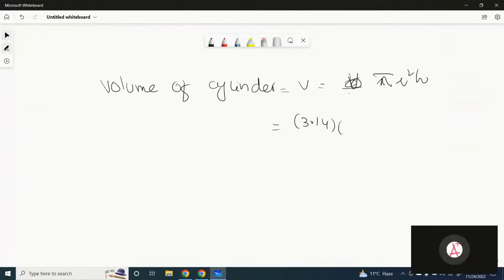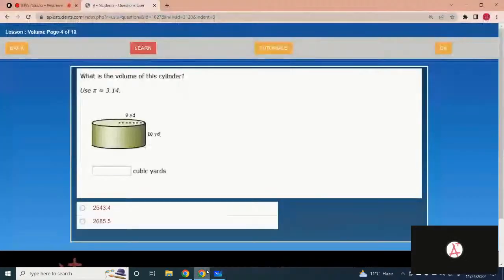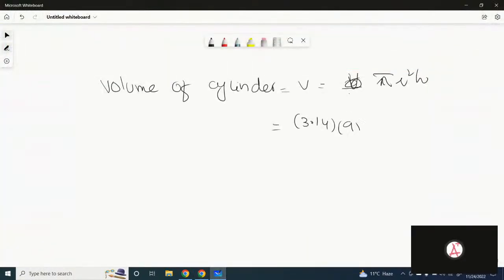The radius of this cylinder is 9 and height is 10. It would be 9 square and it would be 10, times 3.14. 9 times 9 is 81, and 81 times 10 is 810. 810 times 3.14. Let me just use the calculator.